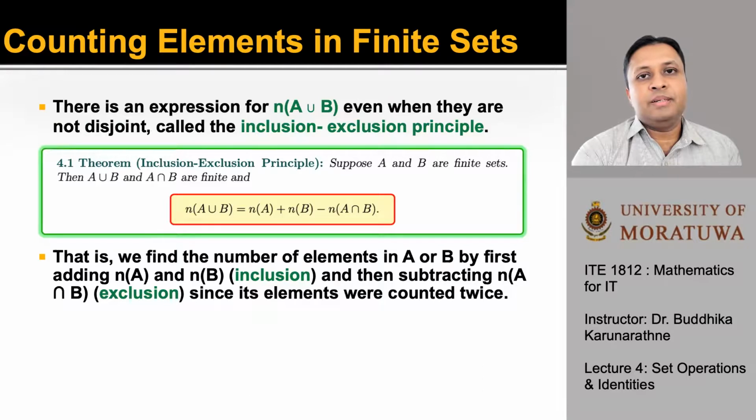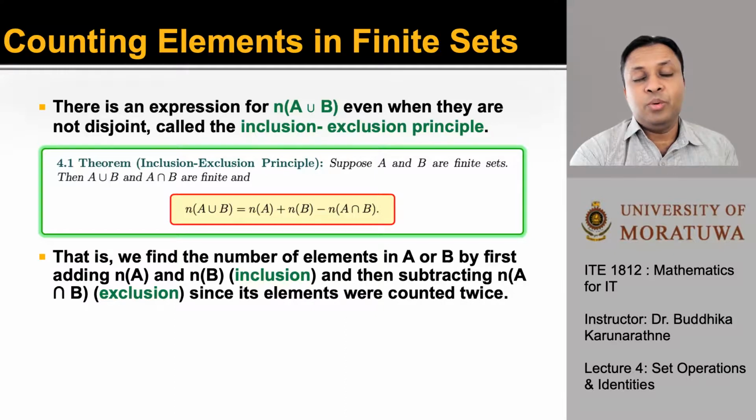Theorem, inclusion-exclusion principle. Suppose A and B are finite sets. Note that these two sets are not disjoint. Then A union B and A intersection B are also finite. Then the number of elements in A union B is equal to the number of elements of A plus the number of elements of B, but you need to subtract the number of elements in the intersection set. All right, so this is the principle denoted by the inclusion-exclusion principle.